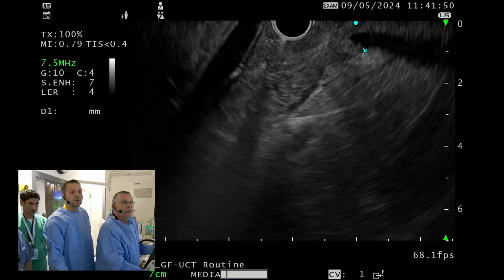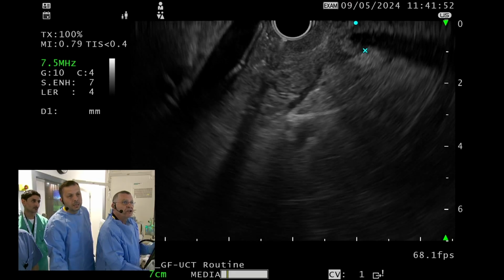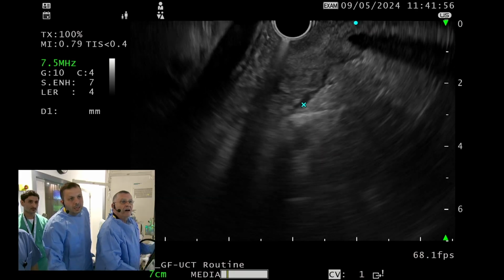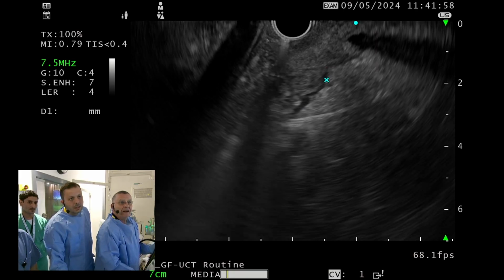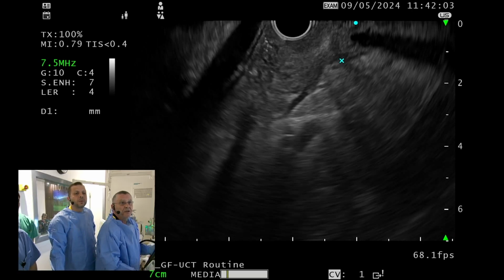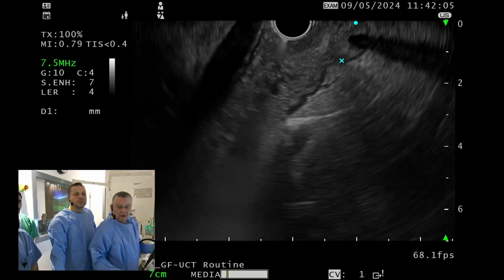Yes, and the muscle invasion. Yeah, muscle. So you can see here the muscle layer nicely. You can see it is the intact black line, and here you see the black line is interrupted. Okay, so the muscular layer is interrupted.